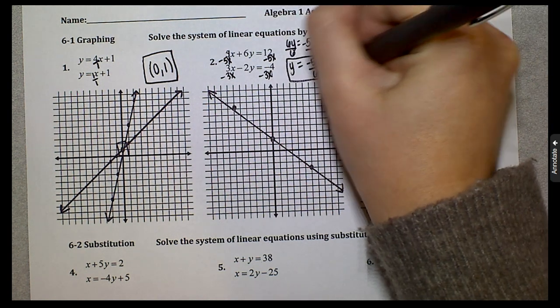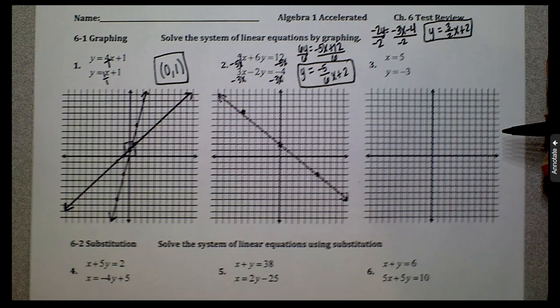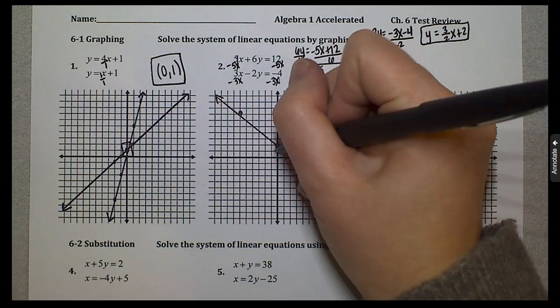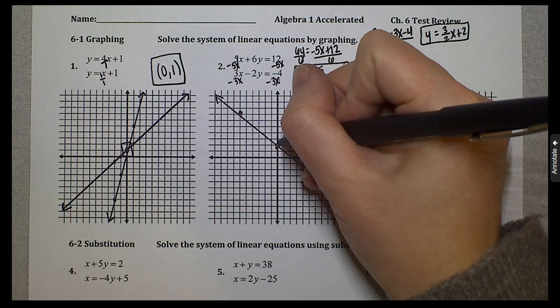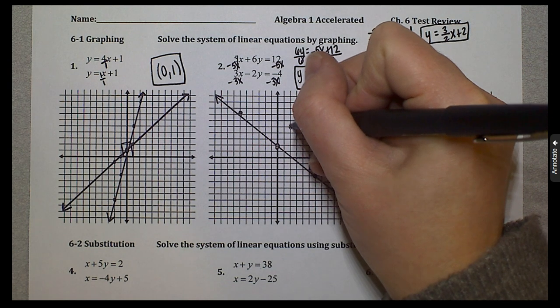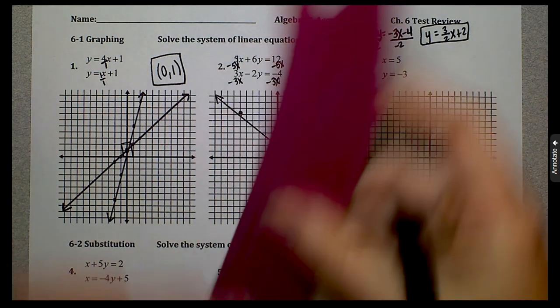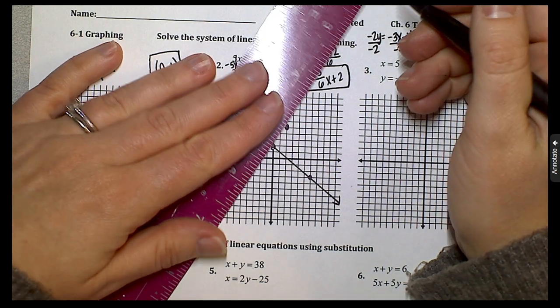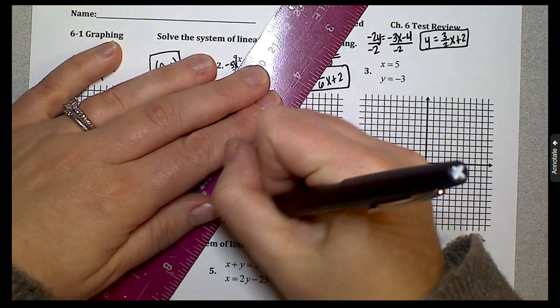Okay. Oh, come on. The y-intercepts are the same again. How easy could that be? The y-intercept's 2. I can rise 3, run 2. But I really don't need to do much more because I can already see where they meet. They're not always going to meet at the y-intercept. Those two were just magical.